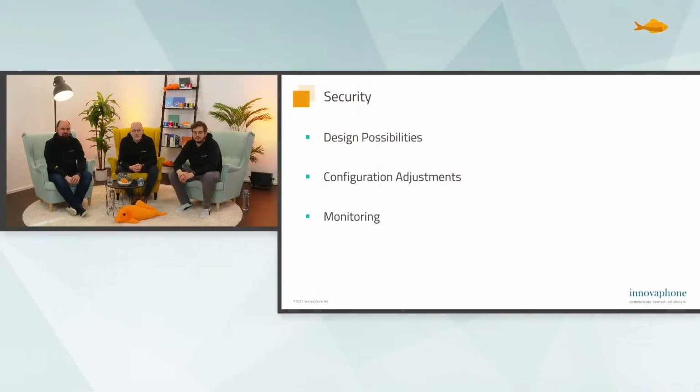Nowadays security is an important topic. A lot of people work from their home office, and you have to open your firewall and your NAT routers to enable communication from your home office to your building. That's why we want to talk about security and how you can make your system as secure as possible. We have a few topics: the design possibilities, the configuration adjustments, and how to monitor the system.